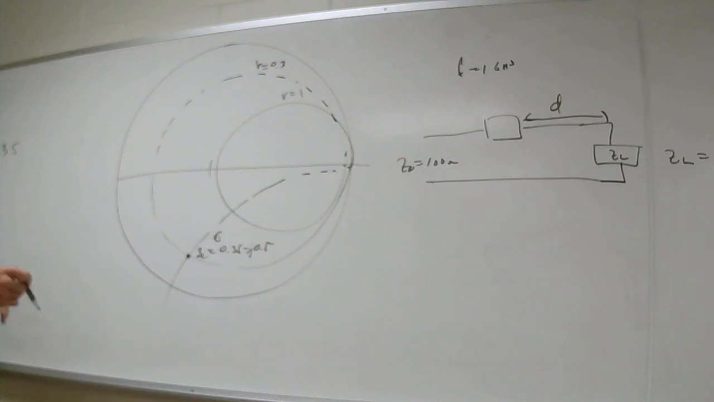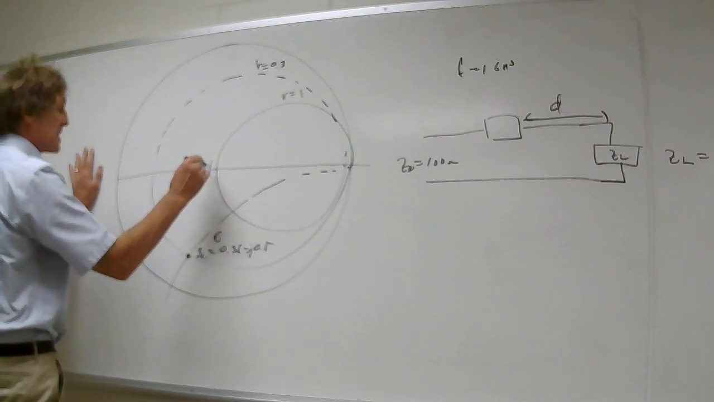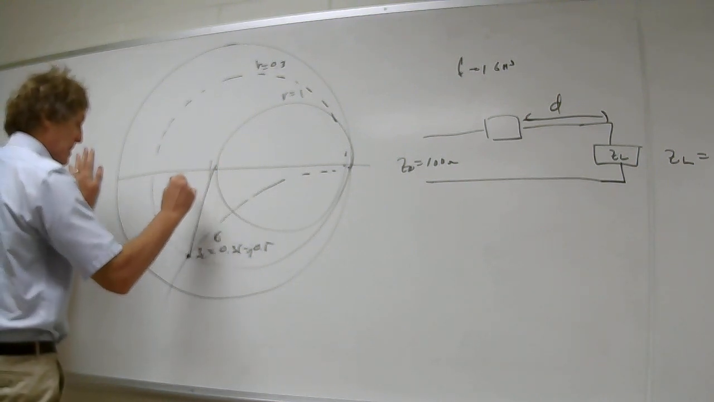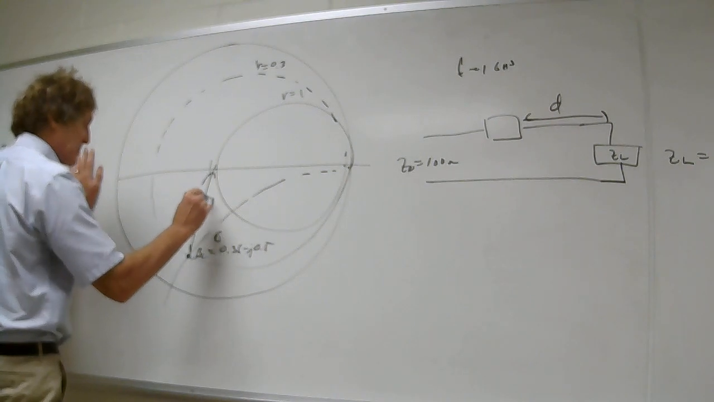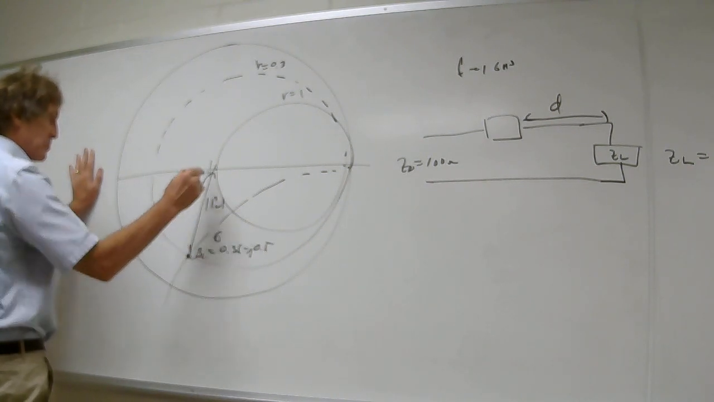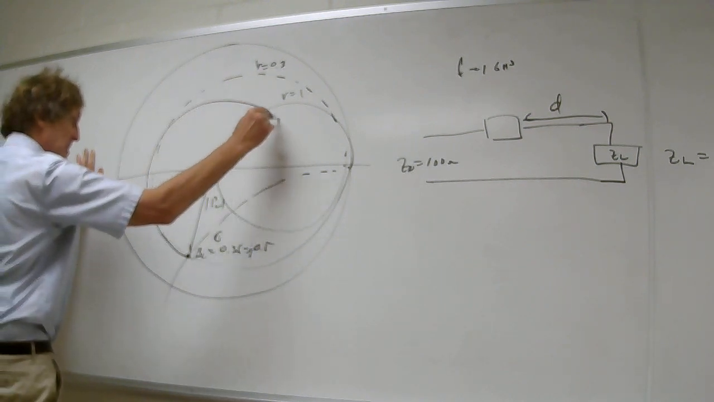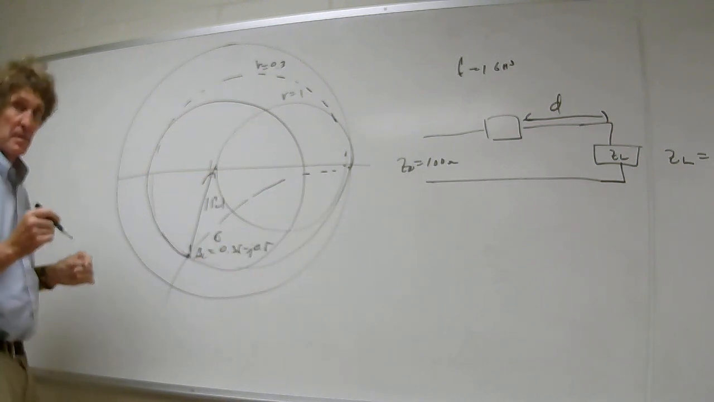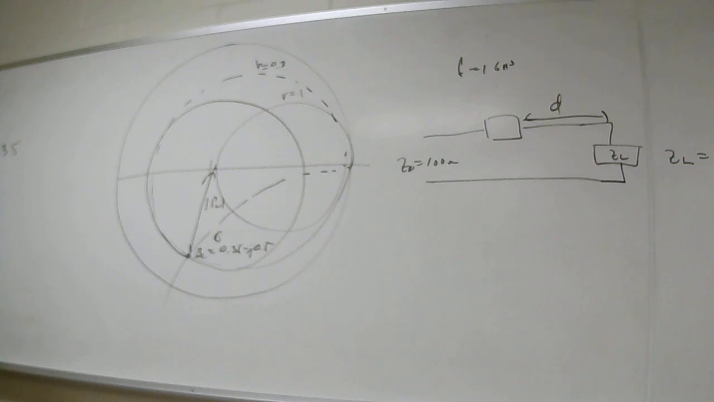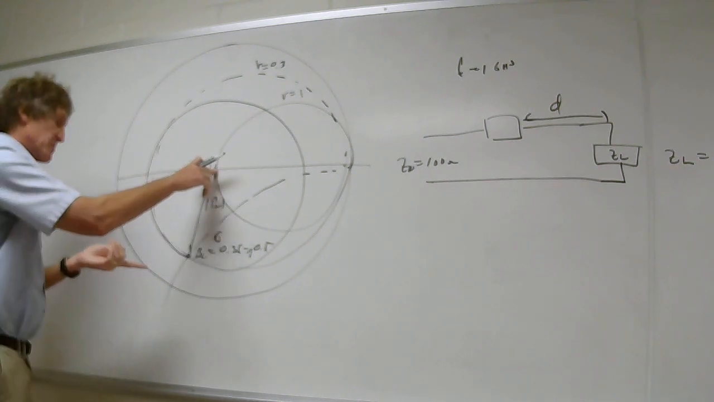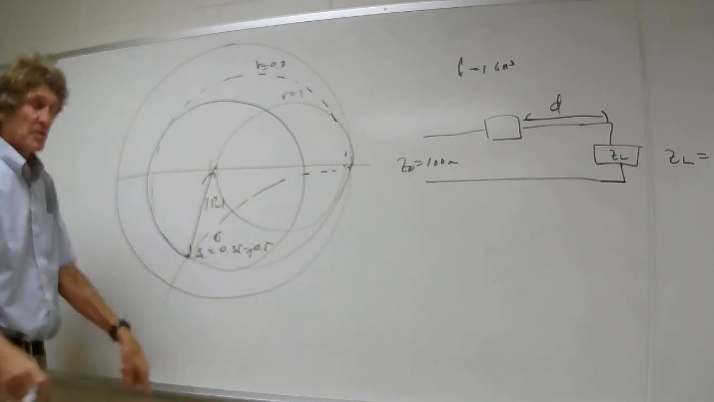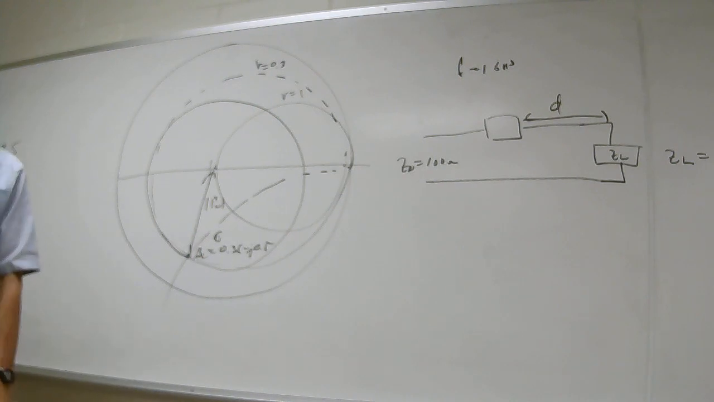Take a good compass, go ahead and move it from the center to this point right here. This is your magnitude of gamma L, and just put a circle of that radius. Can you all follow me? Just a circle, one point here, one point here, and draw a circle. That's a constant reflection coefficient magnitude circle. Do you all see that?